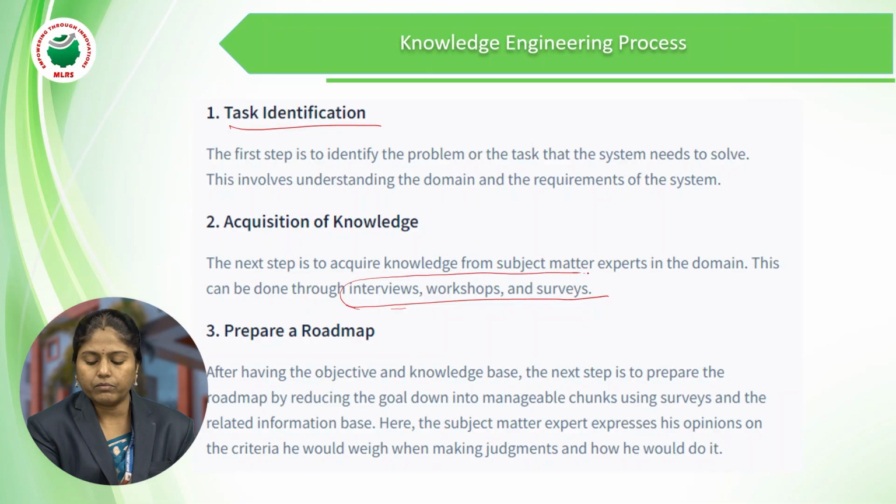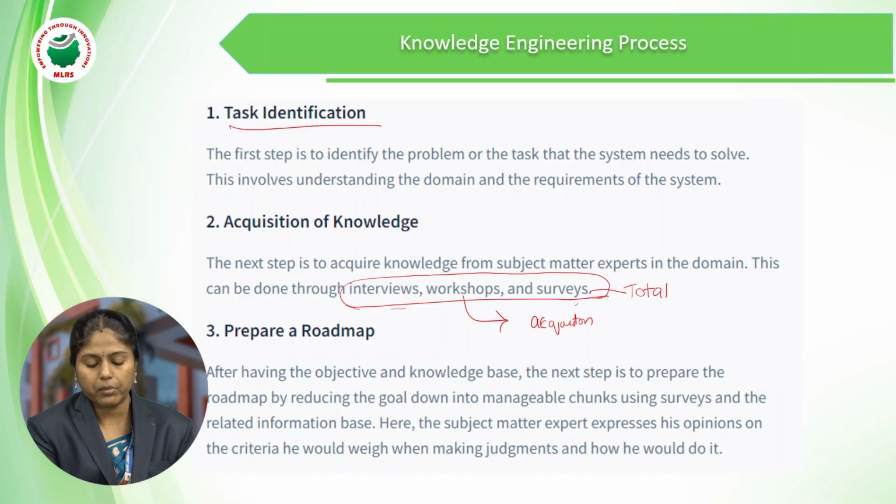Not only do we get knowledge from books, the net, ChatGPT or Copilot, but we can also get knowledge through interviews, workshops, and surveys. By using surveys we get knowledge, and by using workshops also we acquire knowledge. And the next one is preparation of the roadmap.